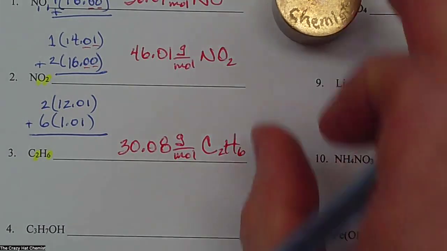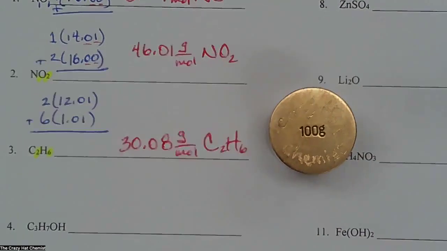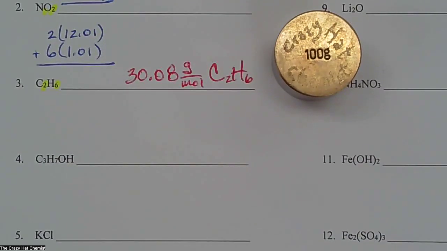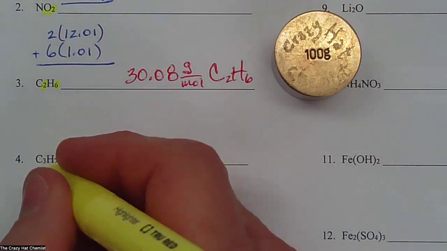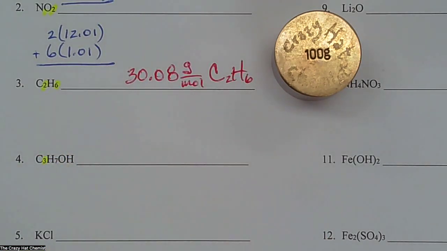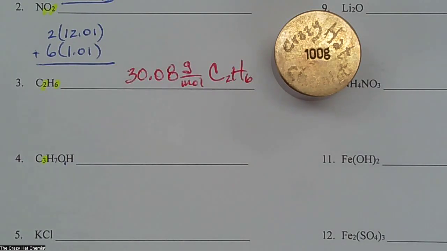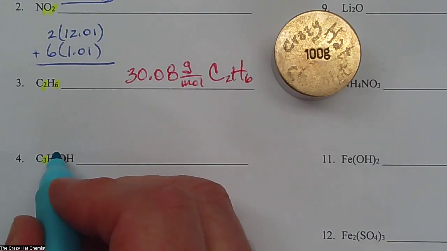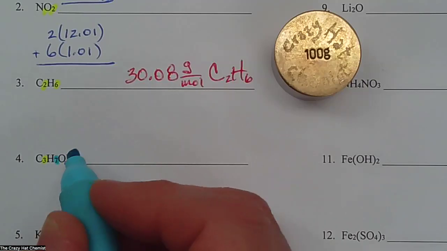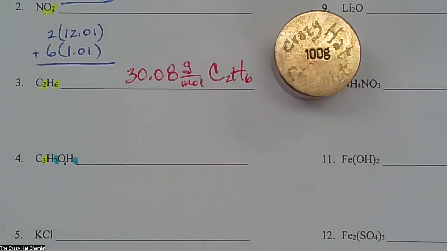Right. All right, so the next one here is propanol. That is problem number 4. So how many carbons are there? There's 3 carbons in this formula. How many oxygens? There's 1. And you have to be careful with this one here. How many hydrogens are there in this formula? Well, there's 7 plus this 1. So there's a total of 8 hydrogens.